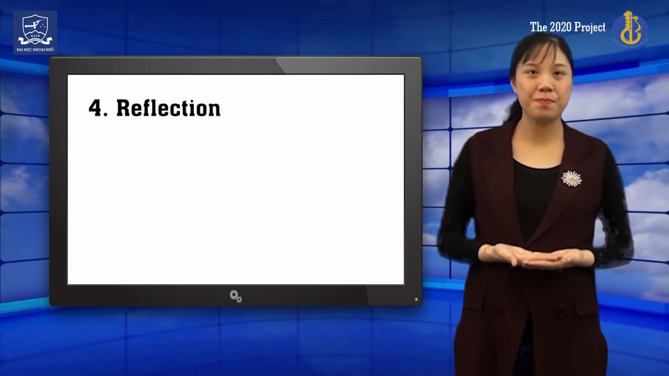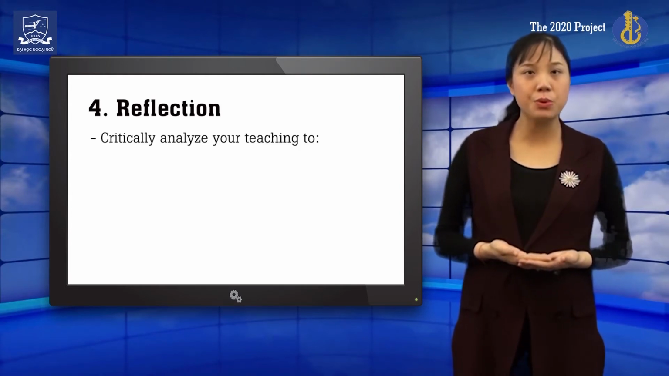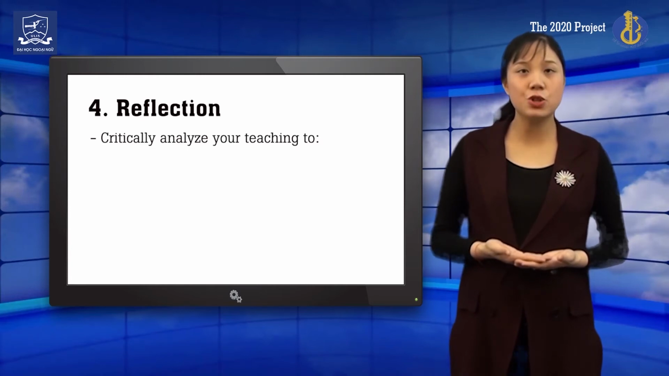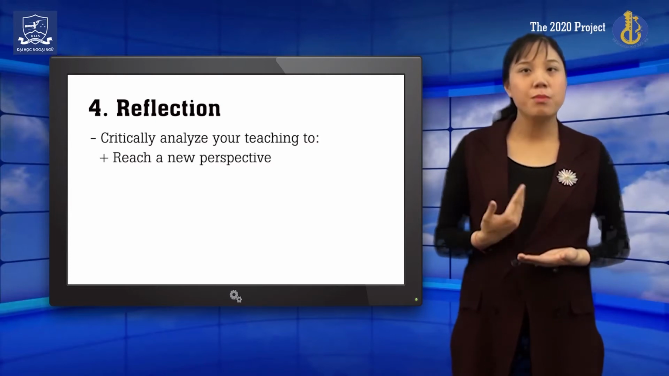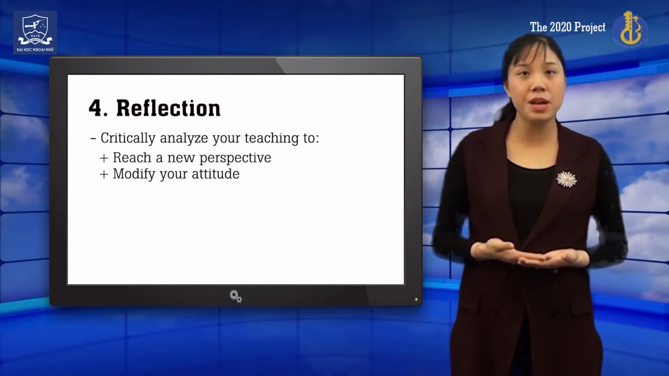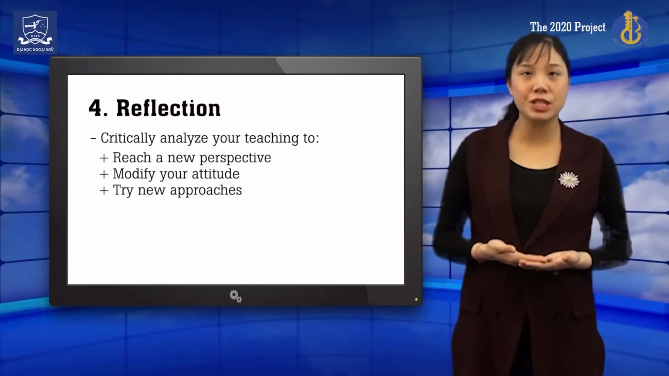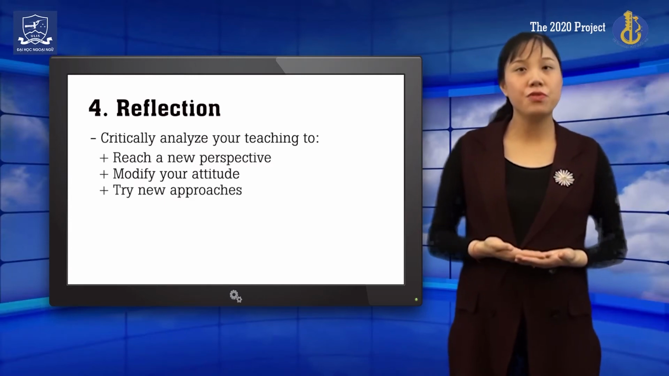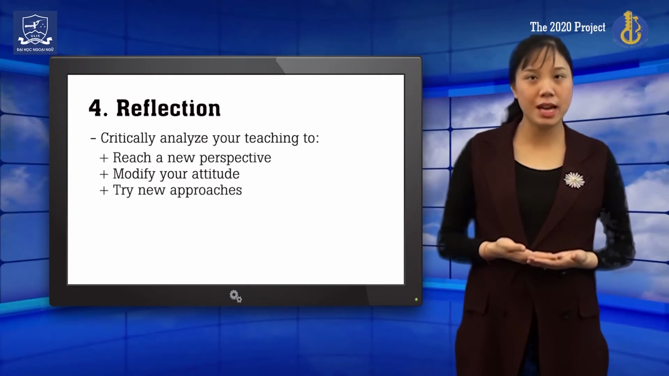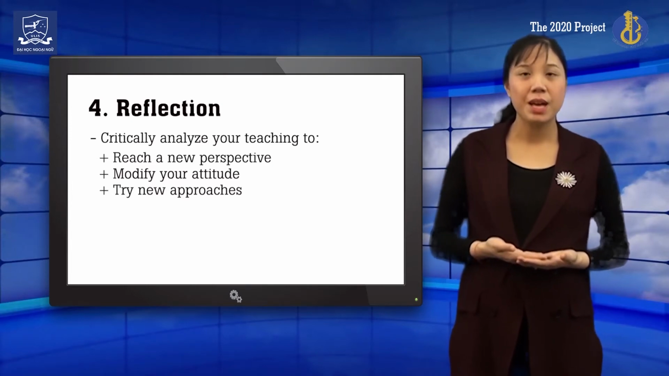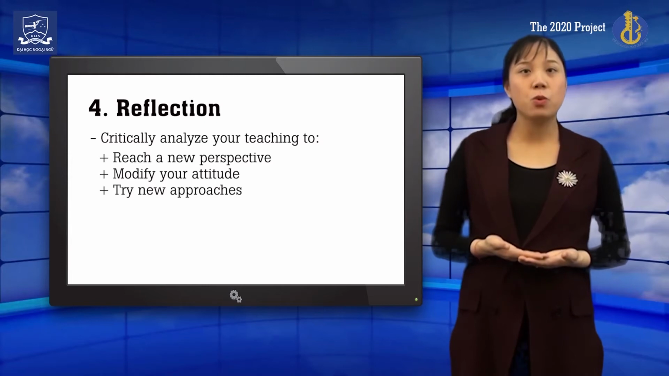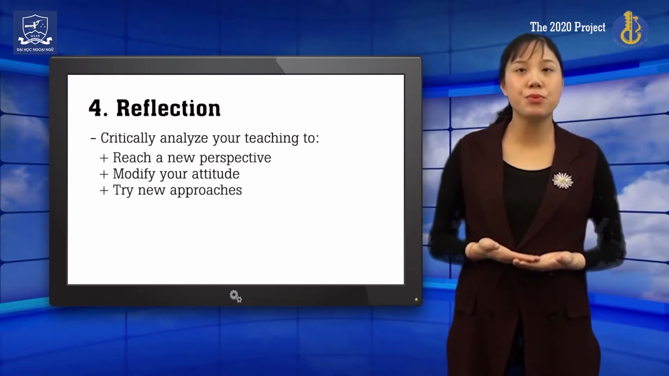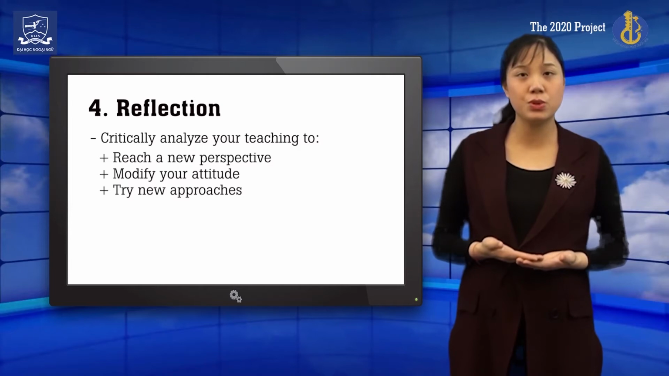4. Reflection. Reflection requires you to critically analyze your teaching with the aims of reaching a new perspective, modifying your attitude when necessary, and trying new approaches. When you focus specifically on language as part of this analysis, you can evaluate how well the support strategies you are using are working and what you might do differently to improve the language support you give to your students.